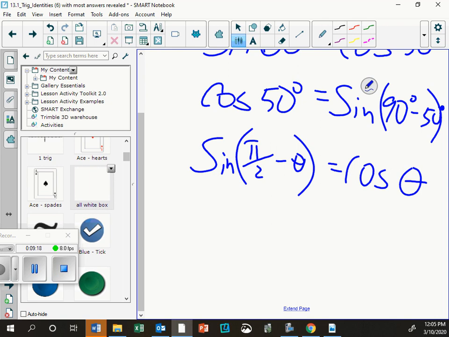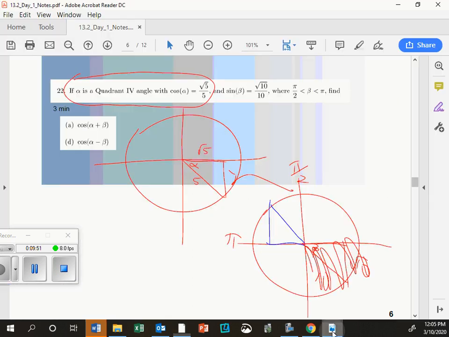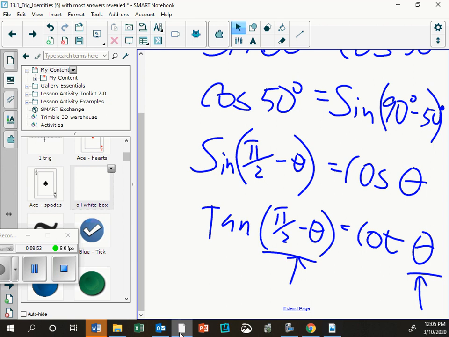What if you saw cosine? I think you get that. Let's change the functions. Tangent of pi/2 minus theta, also known as 90 minus theta. Cotangent of theta. Because this and this add up to 90. Think about it. Take this, take that. The positive theta and the negative theta would cancel and it adds up to 90, or pi/2. All right, so that's the cofunctions.